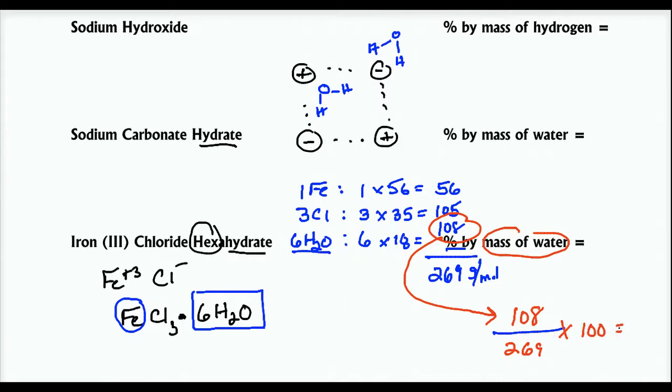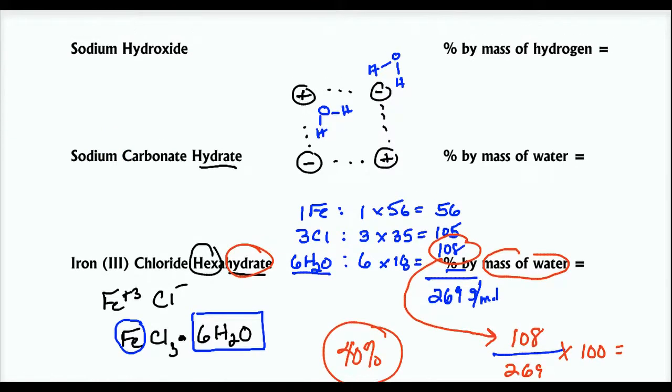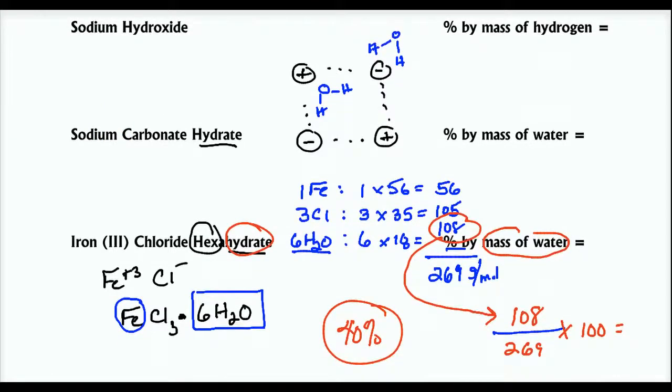108 divided by 269 times 100, and you get 40.14. 40 works for me, 40%. And what does that mean? 40% of the entire mass of this compound is due to the water that's locked in the crystal called a hydrate. Okay, so in any case, what you should do is you should work on the rest of these problems with the key to make sure that you know how to do them. Okay, not too tough. In fact, I think they're pretty straightforward.